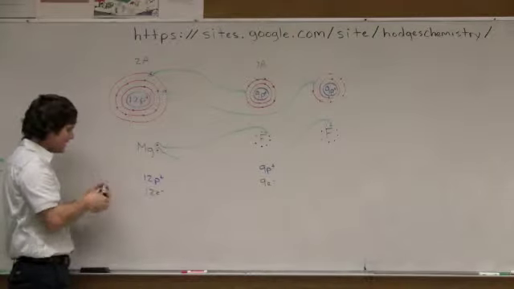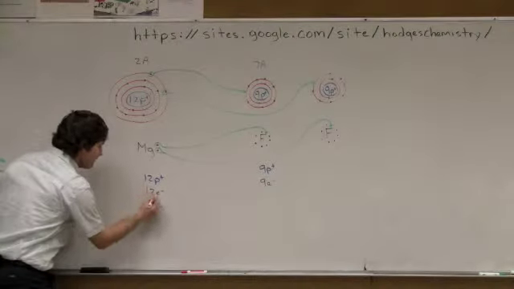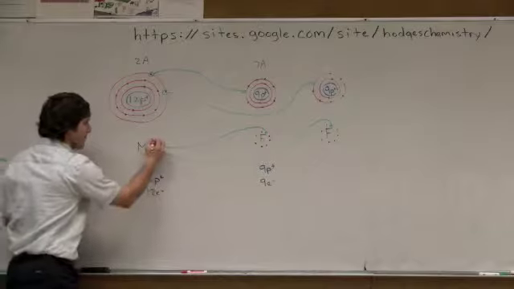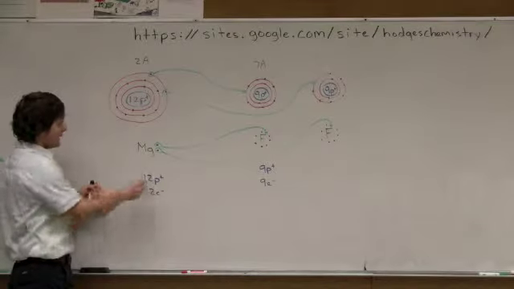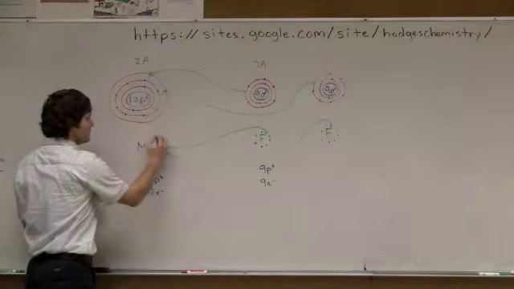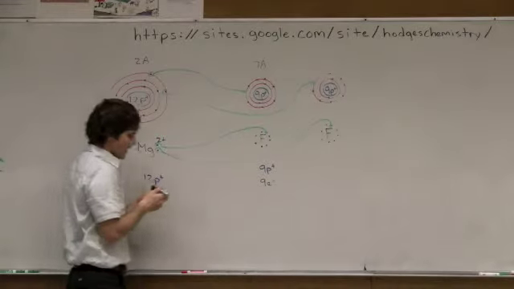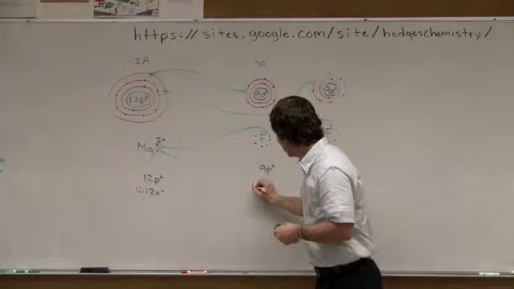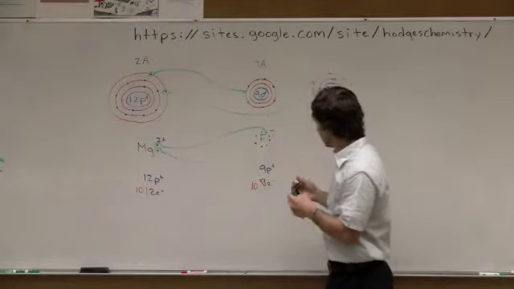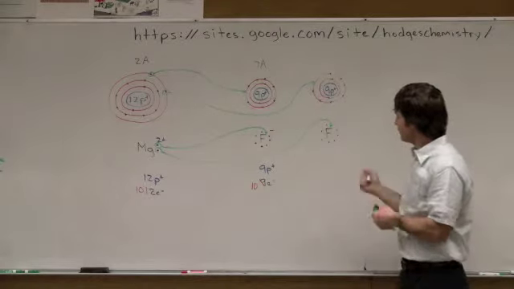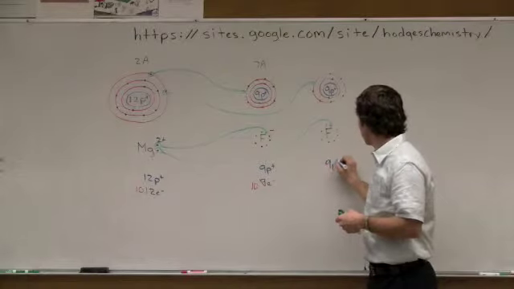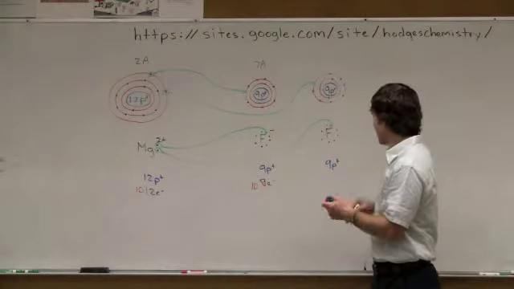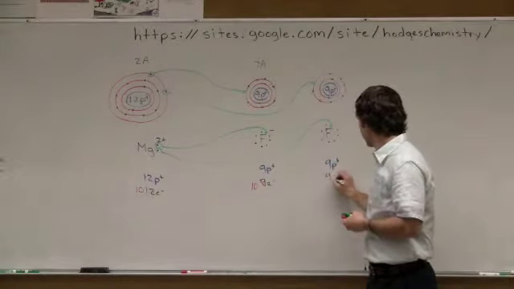And so magnesium still becomes a 2+ ion. Magnesium lost 2 electrons to become a 2+ ion. And fluorine, this fluorine gained 1 electron to become an F with a minus. And this fluorine also gained 1 electron to become an F with a minus.